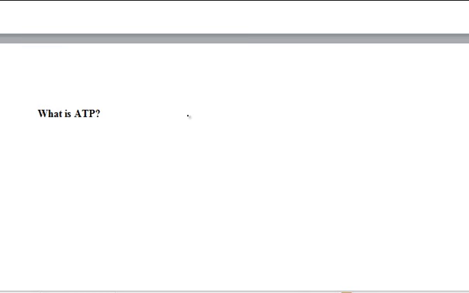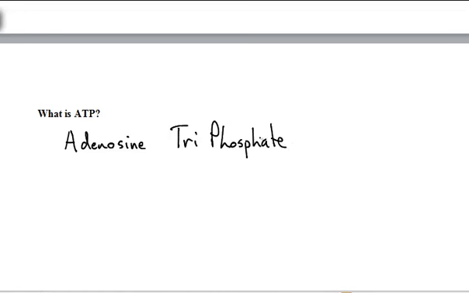So let's begin with what is ATP. ATP stands for adenosine triphosphate. And as the title suggests, ATP is the energy currency of the cell.